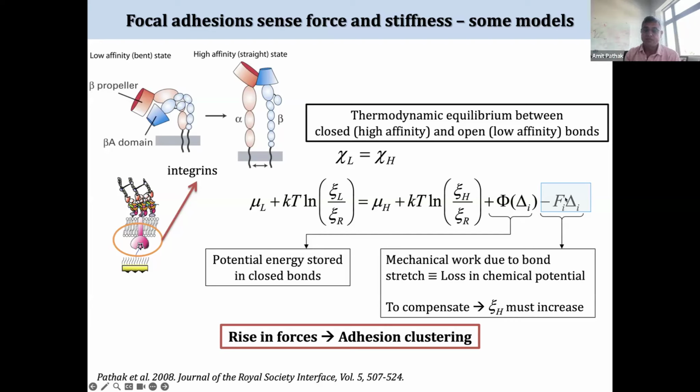So to compensate for increase in forces, there needs to be a higher concentration, or a conversion from low to high affinity integrins, and that will give rise to focal adhesion formation. So this was a principle of thermodynamic equilibrium giving rise to focal adhesion clustering. Whether all of these terms exactly are validated, no, but it gives a physical explanation for why rise in forces, an almost counterintuitive mechanism which is seen experimentally, gives rise to higher adhesion clustering. If there are any questions about that, I'm happy to discuss as well.